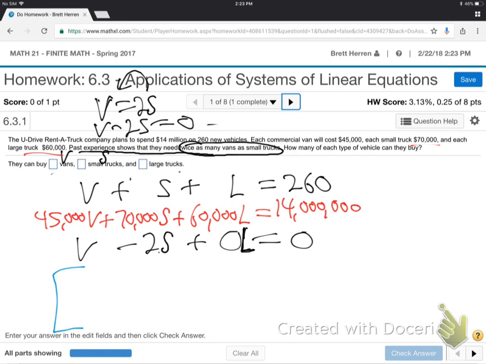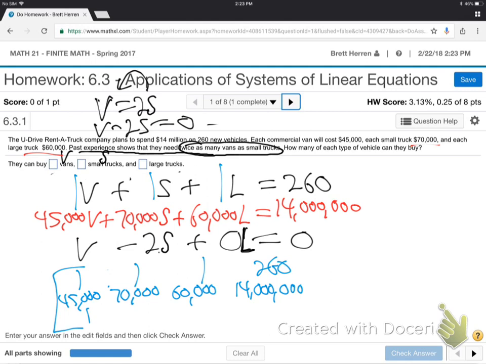All right, now let's put it in our calculator. This is 1, 1, 1. So 1, 1, 1, 260. And then the big numbers, 45,000. I should have given more room, huh? So let me do that. 45,000, 70,000, 60,000, and then 14 million. Those are 1, 1, 1, 260, and 1, negative 2, 0, 0. There's what you put into your calculator, right? Everybody tracking with me on that?